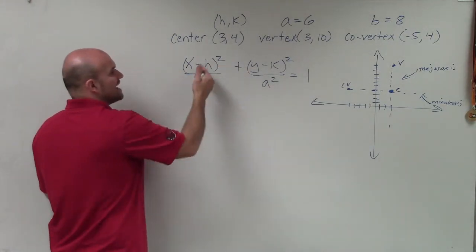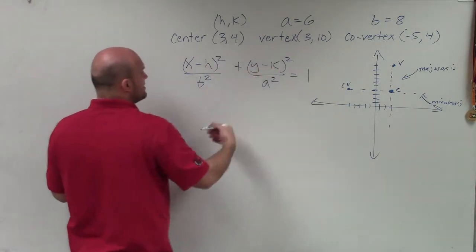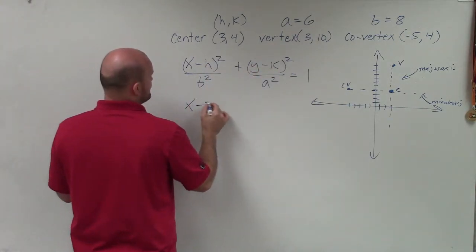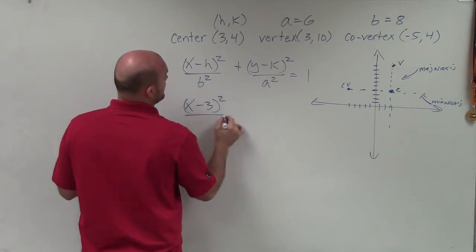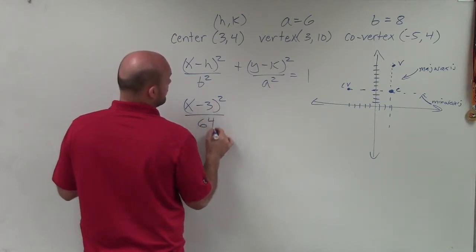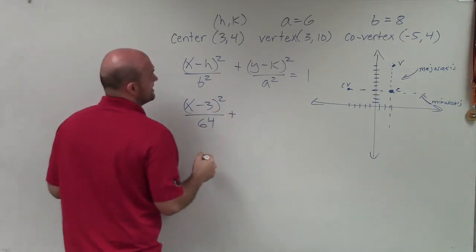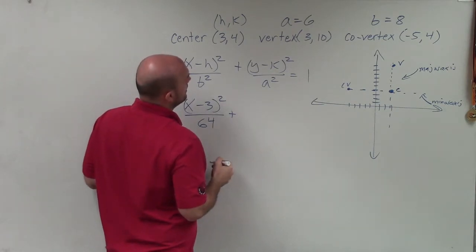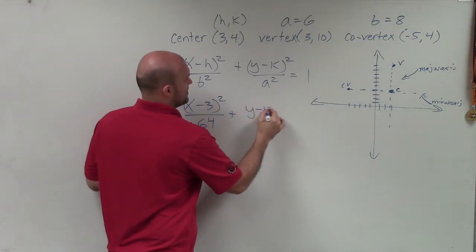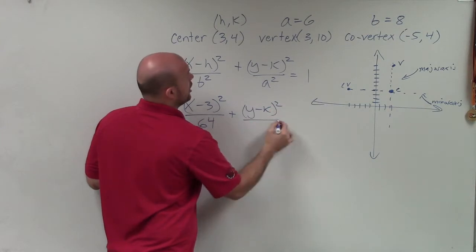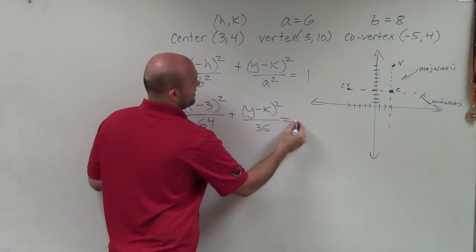Remember, the formula is x opposite of h, y opposite of k. So now I can just plug that in. So it's going to be (x minus 3) squared all over b squared, which is 64, plus (y minus 4) squared all over a squared, which is 36, and then equals 1.